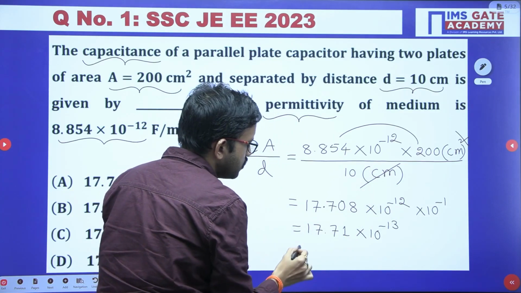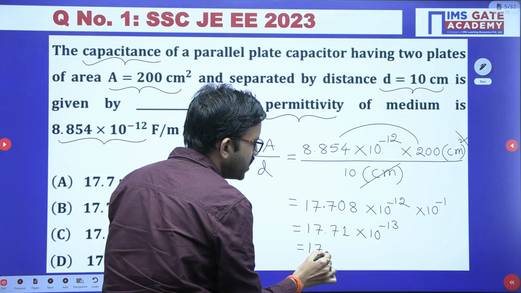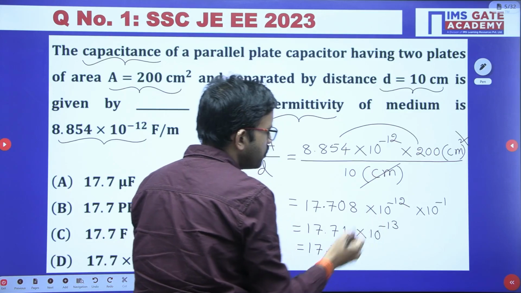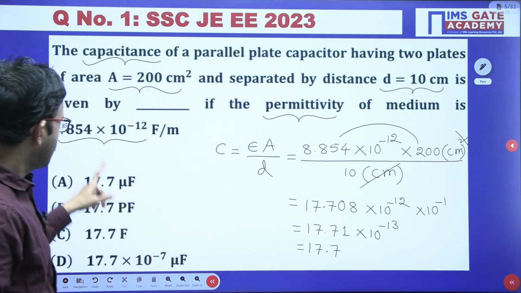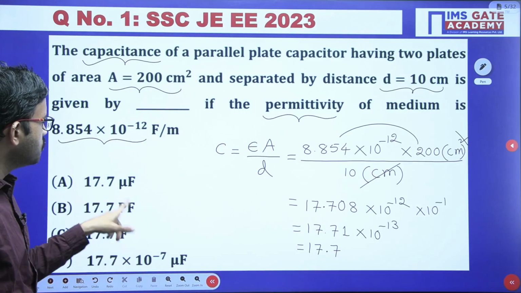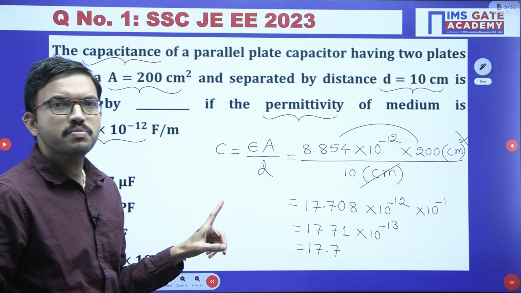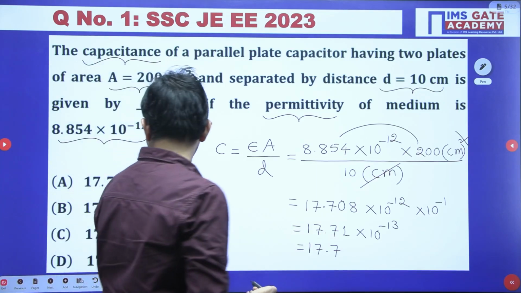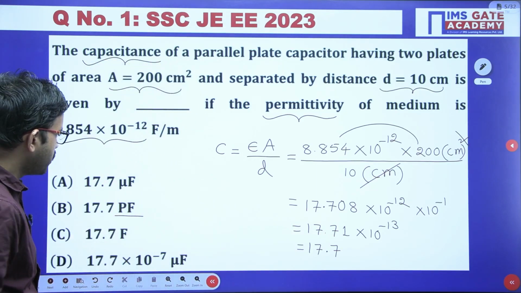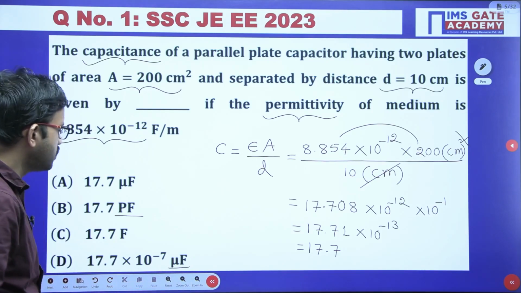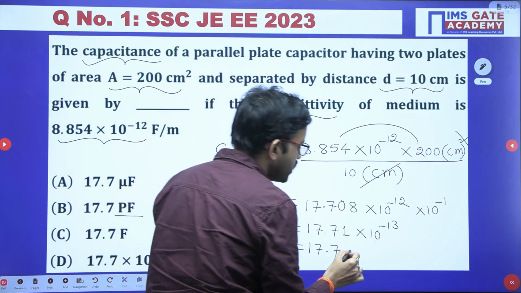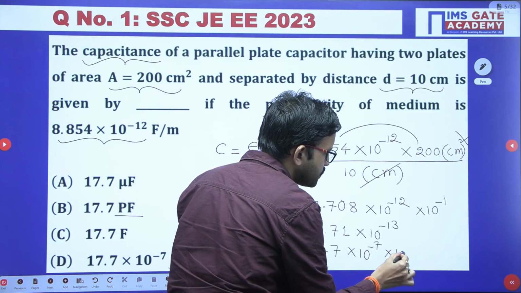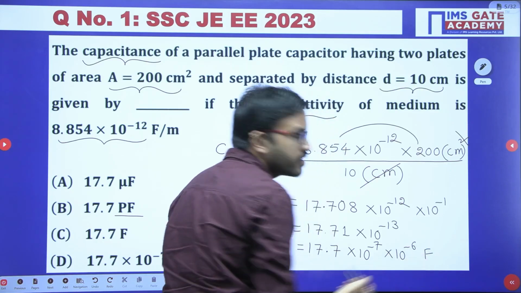And this one, if you want to make approximation to 1 decimal place, then the value you are getting is like 17.7. Now this 10 power minus 13, if you observe, here 17.7 into pico is there. Pico is nothing but 10 power minus 12. But here you are getting 10 power minus 13. Okay. But if you observe the choices, you are having the order of microfarad. So for the timing I am writing like this, 10 power minus 7 into 10 power minus 6. Units are farad.